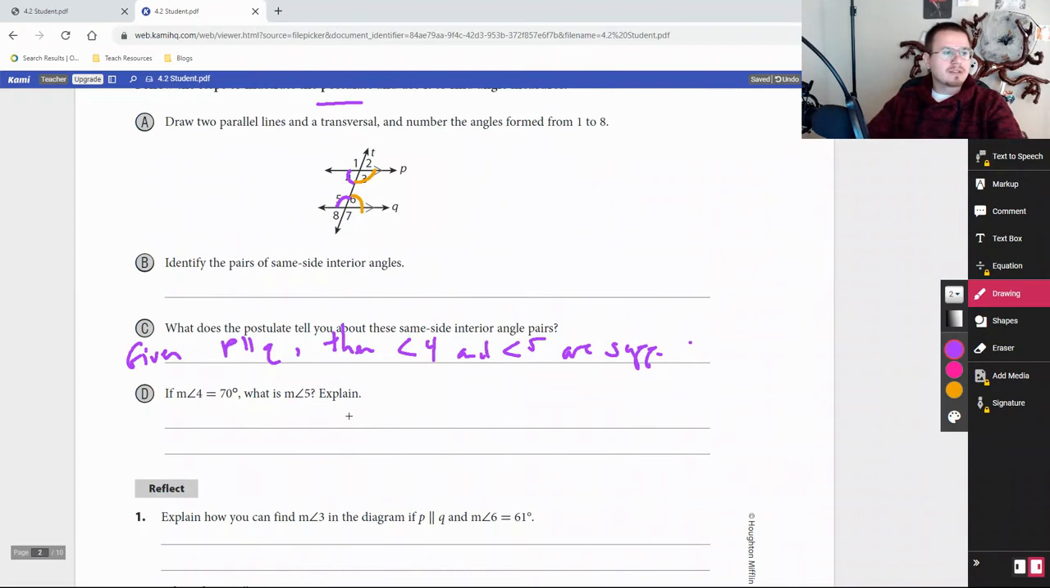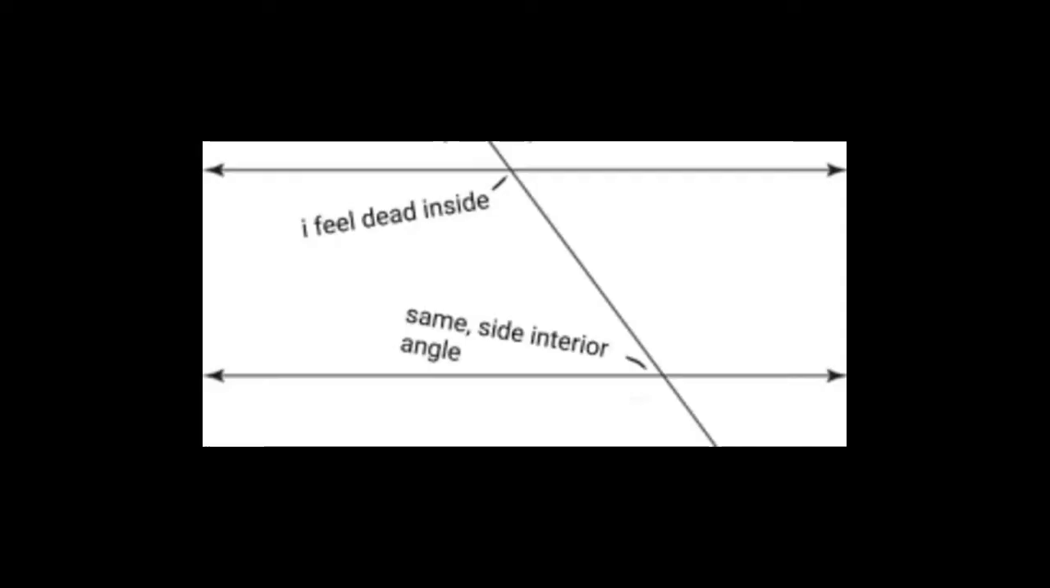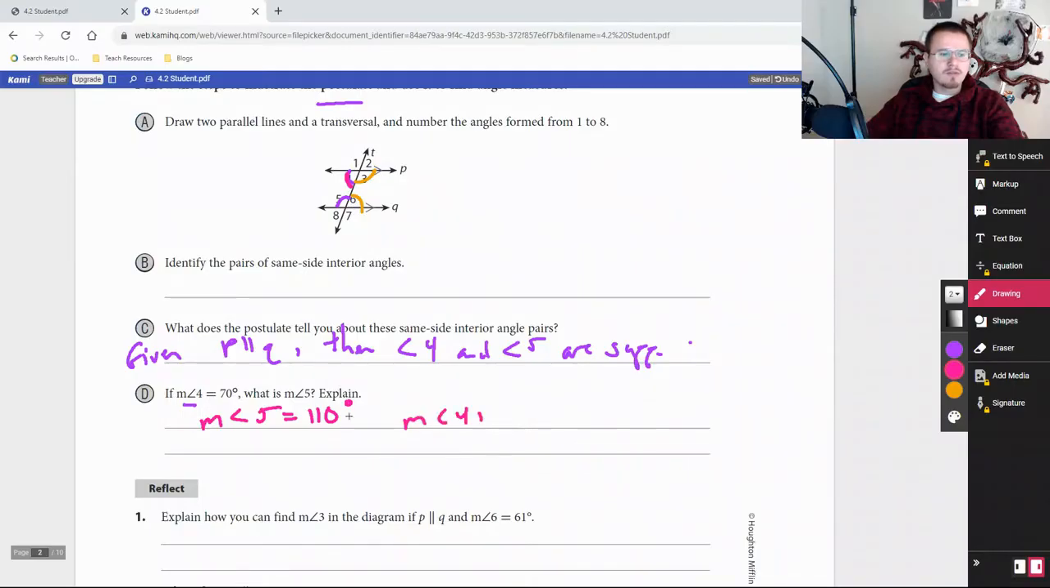So as an example, if the angle measure of 4 is 70 degrees, what would the angle measure of 5 be? And make sure you can explain it. So obviously they add up to 180, right? So this would have to be 110 degrees. You know that they're supplementary, so you would say the measure of angle 4 plus the measure of angle 5 equals 180 degrees.